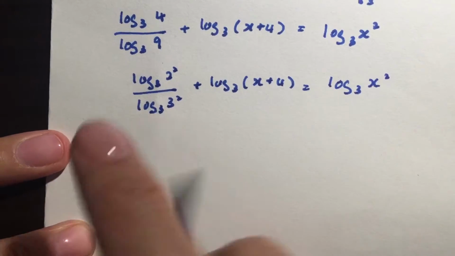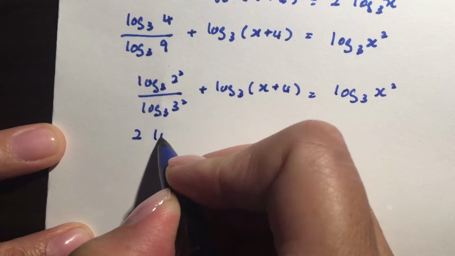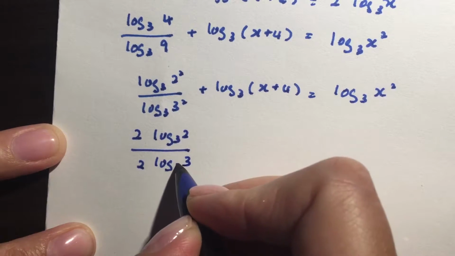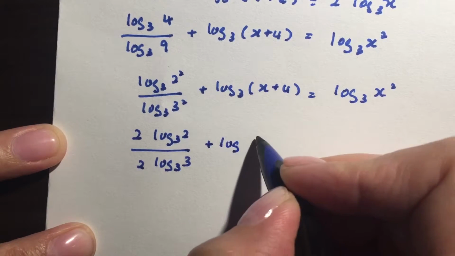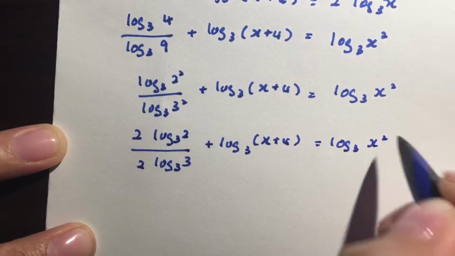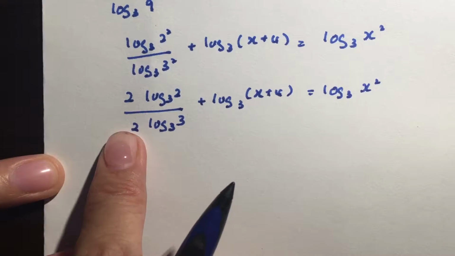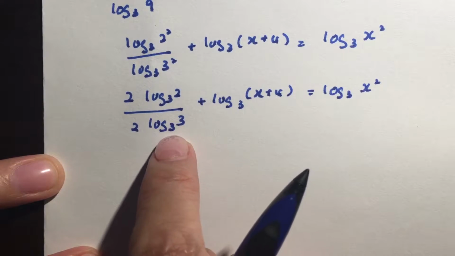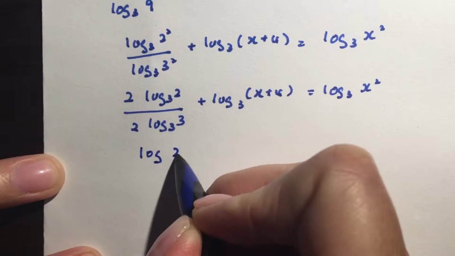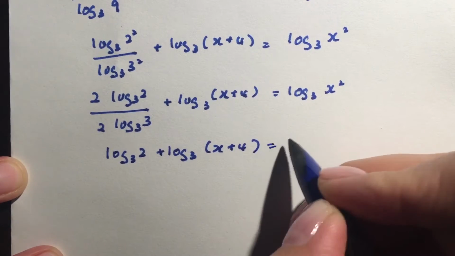So let's simplify this. Using the power rule, the rabbit jumps down, so 2 will come down to the front here. So we have 2 log 2 base 3 over 2 log 3 base 3 plus log (x + 4) to the base 3 equals log base 3 x squared. And from here you will see that the 2 and the 2 can divide itself out quite nicely, and log 3 to the base 3 is actually the value of 1. So the only value that's left is log 2 base 3. Okay, I'm just going to copy out the rest because there's no change to it.